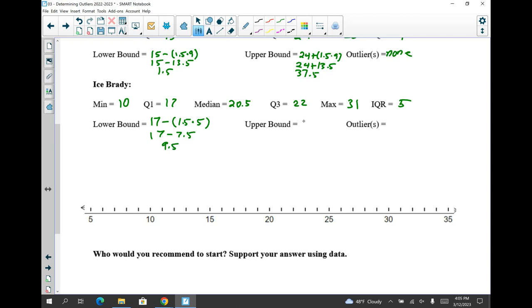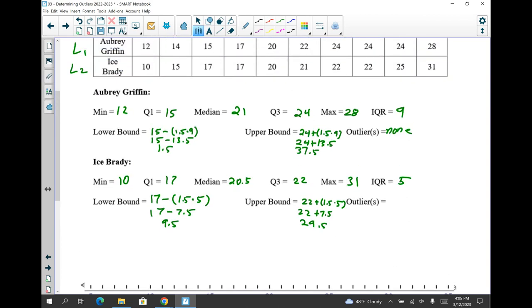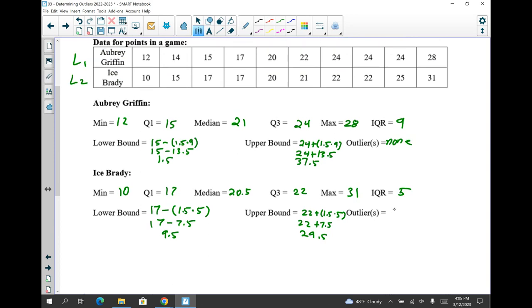And then our upper bound would be 22 plus 1.5 times 5. 22 plus 7.5 gives us 29.5, which means the max of 31 is actually an outlier. So then going back, our max should really be the next highest, which would be 25.